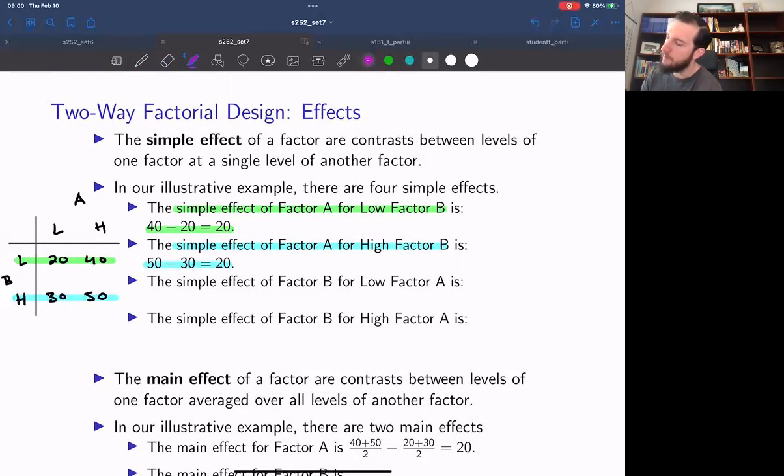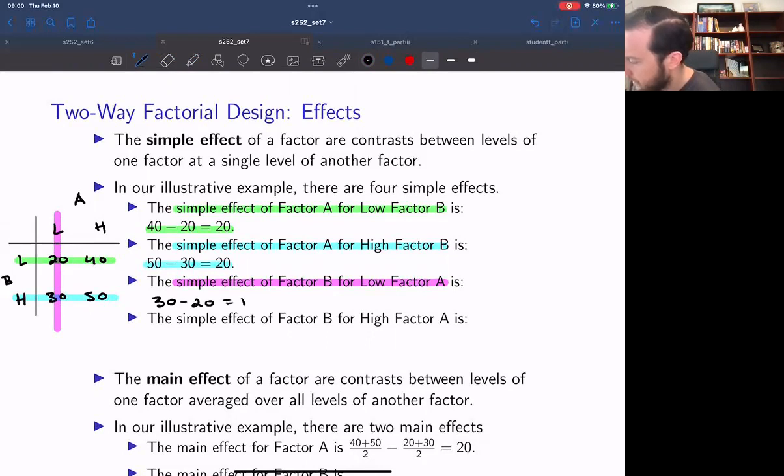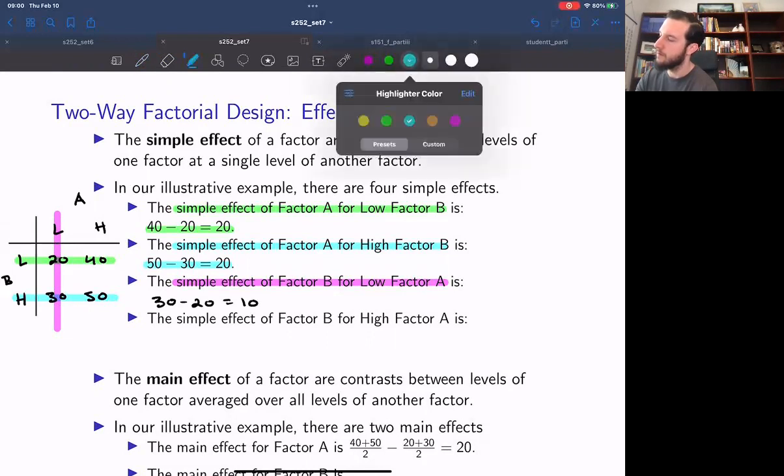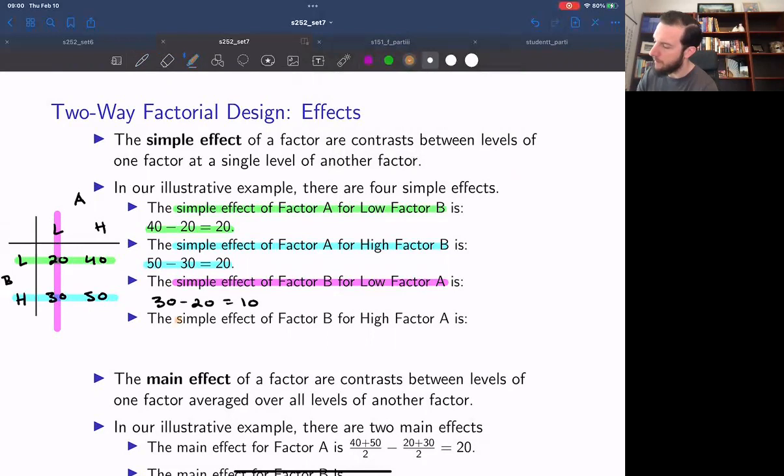Now we're going to the simple effect of factor B for low A. So now we're going across here and looking at this difference. This value would be 30 minus 20 equals 10. And then we have the simple effect of B for high A. Now we're going across this way, so we have 50 minus 40 equals 10.